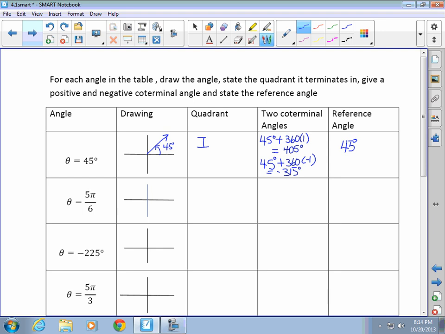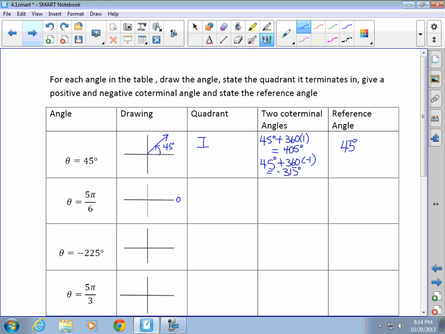So your reference angle is always the angle measurement closest to the x-axis. Because my 45 degrees was the measurement closest to the x-axis, I would use 45. So 5 pi over 6. If I draw this, remember this is 0.